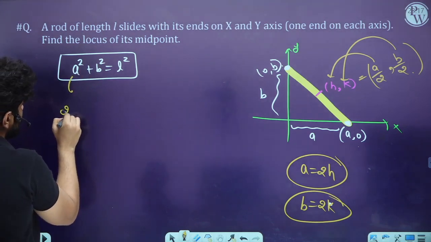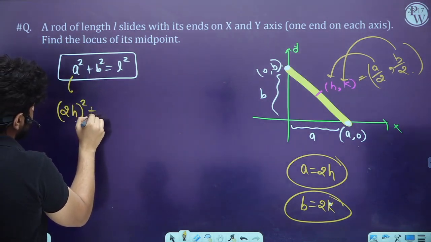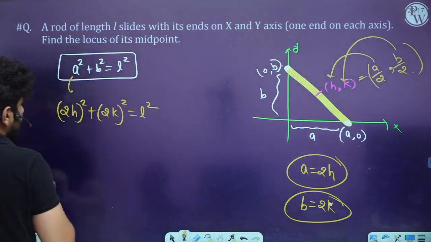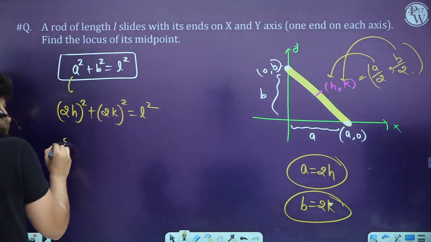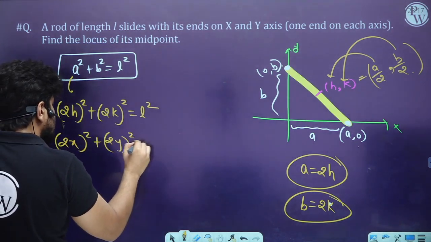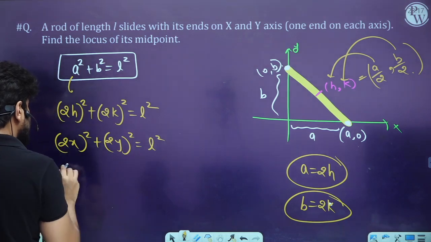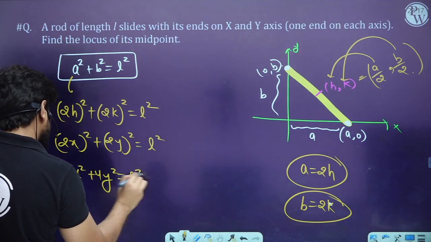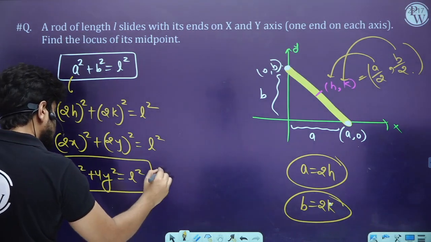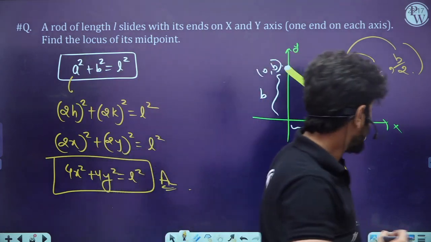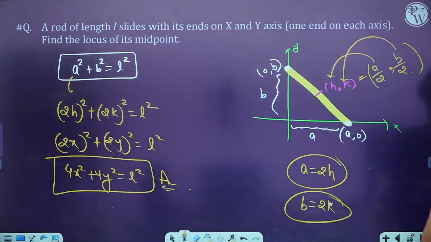So we get A as 2h and B as 2k, and I simply put the values over here. So (2h) square plus (2k) square is equal to L square, and in the end, replace h by x and k by y. So (2x) square plus (2y) square is equal to L square, which is 4x square plus 4y square is equal to L square. That's our answer. This is the locus of the midpoint of line segment AB. Clear?